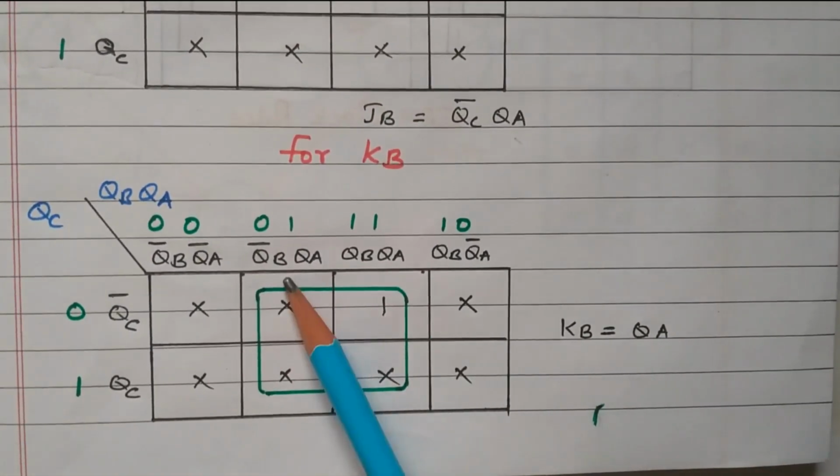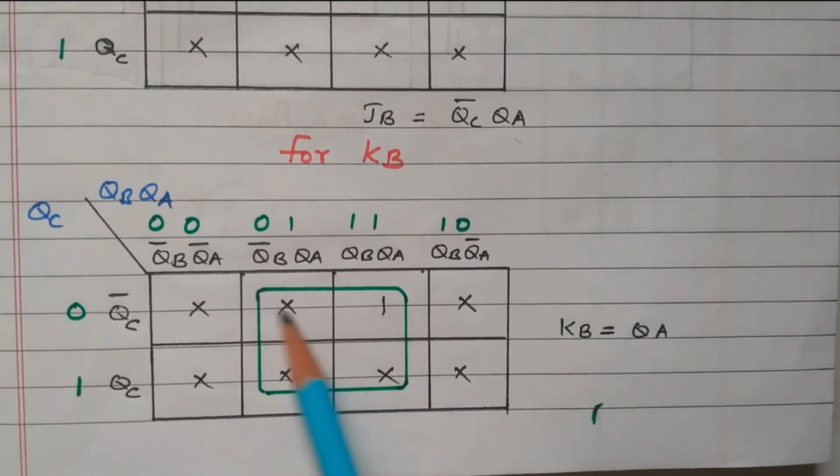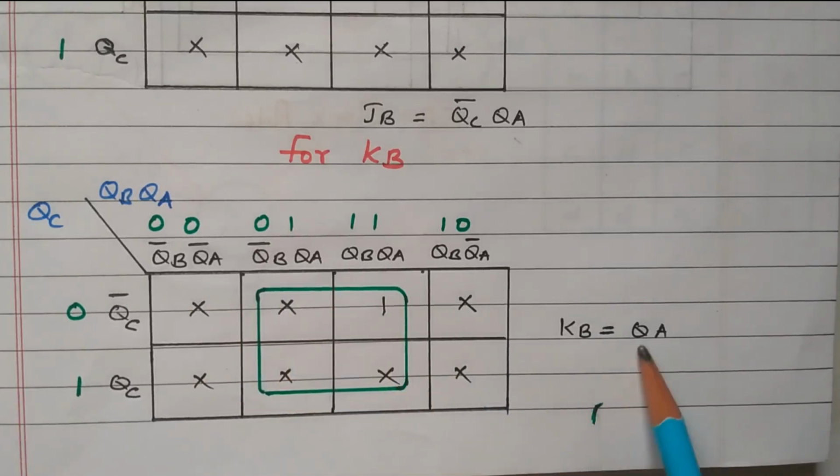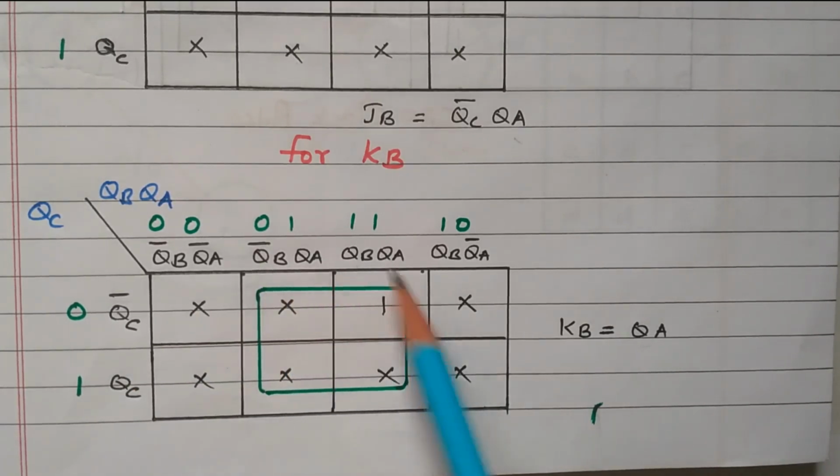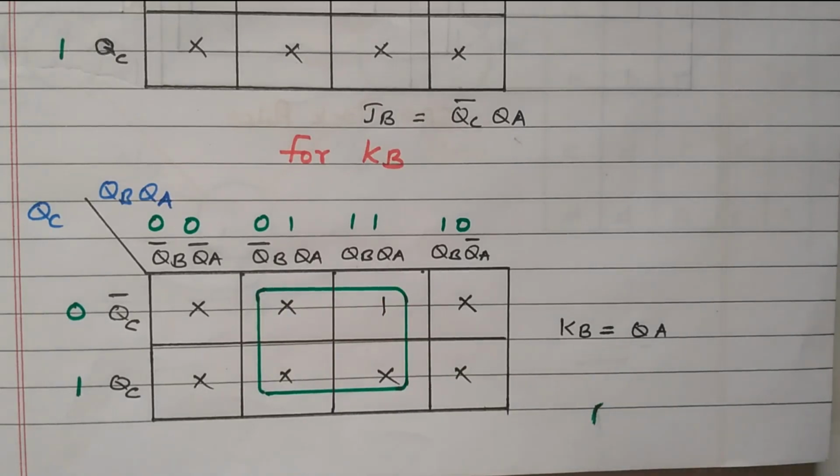For KB, there also this is the only one, others are cross marks. So these four are combined together. Here also we can combine all 8, but here only these 4 are combined. So what we got? QA. These two are cancelled, QB bar cancels, only QA is available. KB equals QA, right? Now we'll see the JA and KA.